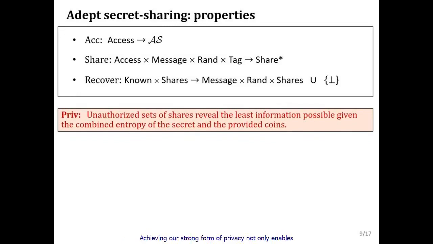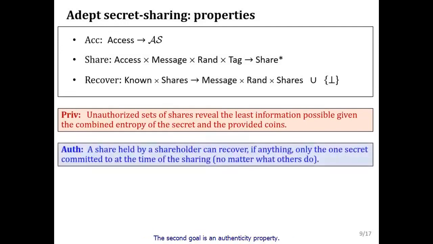Achieving our strong form of privacy not only enables reproducibility, but also other goals, like hedging, which says that schemes should work as best as one can hope for in the case of catastrophic randomness failures. The second goal is an authenticity property. It says that a share held by a shareholder will recover, if anything, only the one secret that was committed to at the time of the sharing. This will hold no matter what other parties try to do to get you to recover the wrong thing.